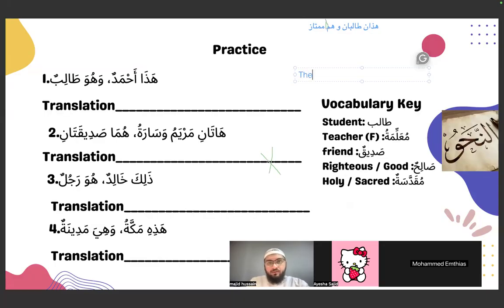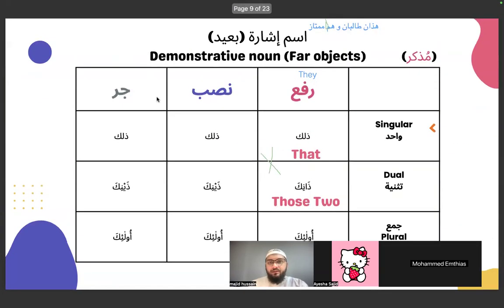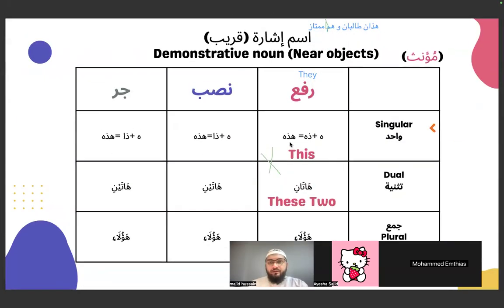Can I ask a question from number 4, please? Hadhihi Makkatu wahiya Medina. So I see that wahiya is from the pronouns table. No, hiya is the pronoun. I actually intended to write hadhihi. Okay. But my question is, where is hadhihi in the tables? I see haadha and haadhaani and all of that, but I don't see hadhihi. Hadhihi is there in the slide. It's in the female table. Okay, found. Thank you.